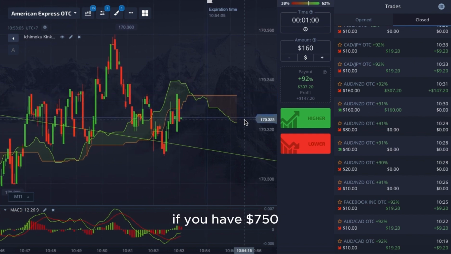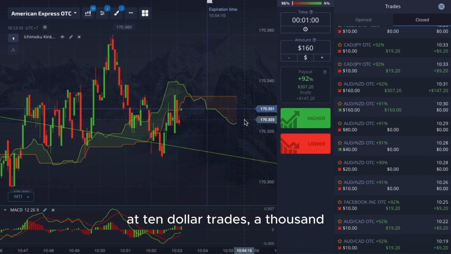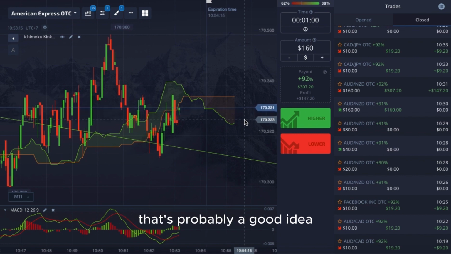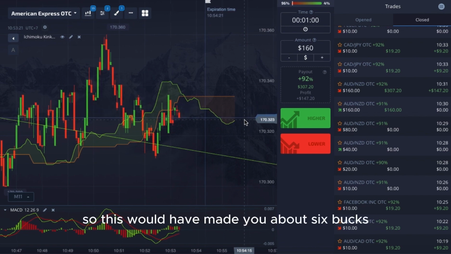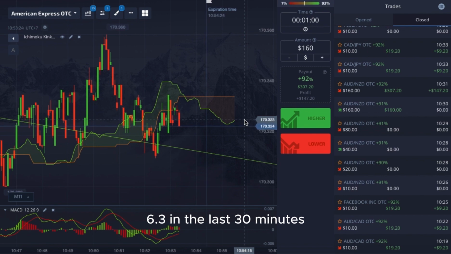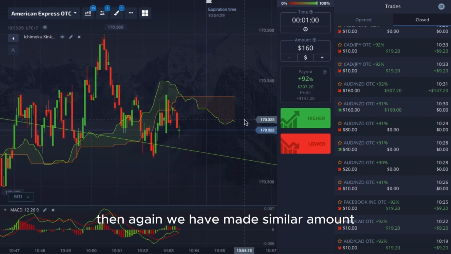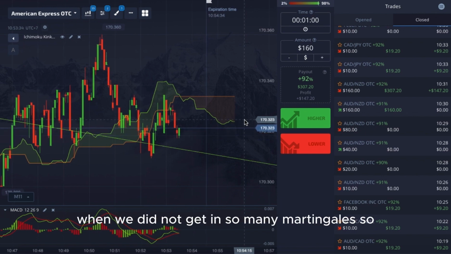If you have 750, well, maybe. But for today's one, at $10 trades, 1,000, I think. So starting your trade at 1%, that's probably a good idea. And let's say, what if you started with 100? So this would have made you about $6, 6.3 in the last 30 minutes. Then again, we have made closely similar amount in 15 minutes when we did not get into so many martingales.